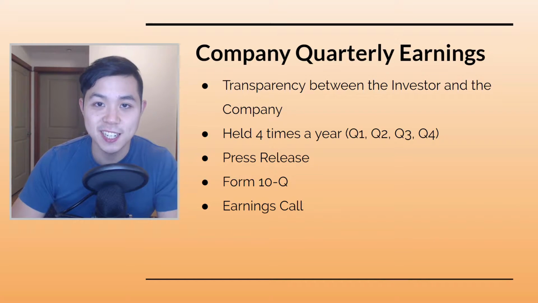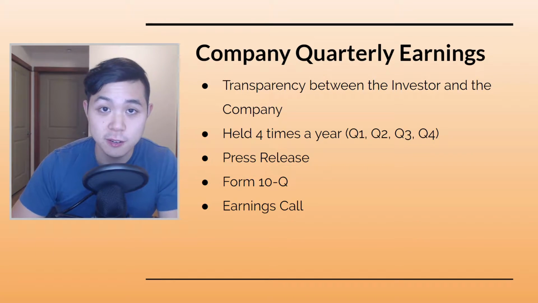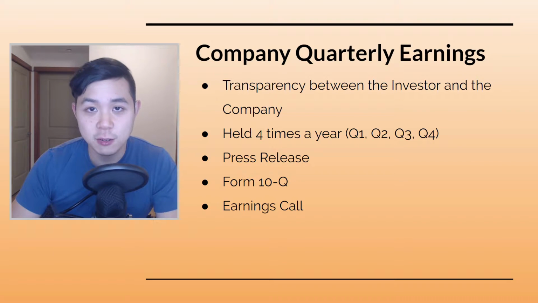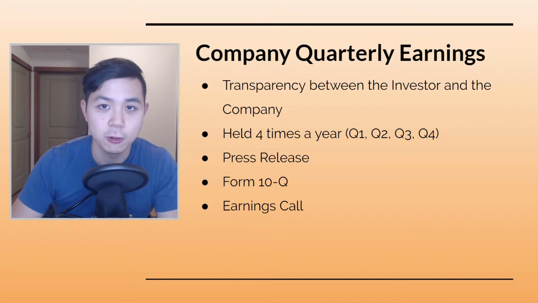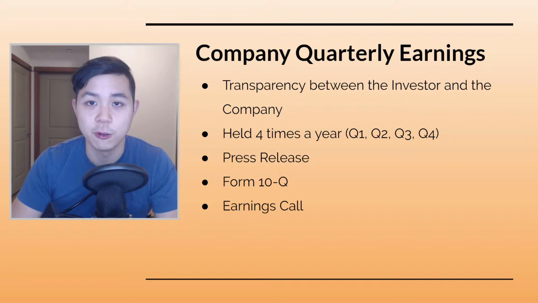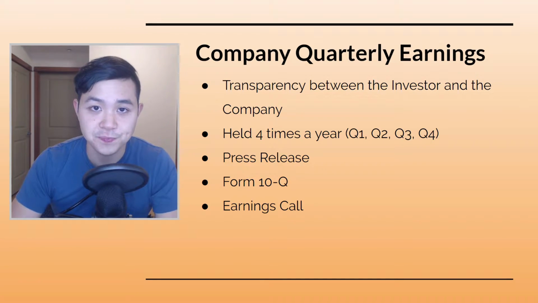So as the name suggests, company quarterly earnings are held 4 times a year. They're aptly named Q1, Q2, Q3, and Q4. And they start around January and cycle every 3 months. So January, April, July, and then Q4 in October.